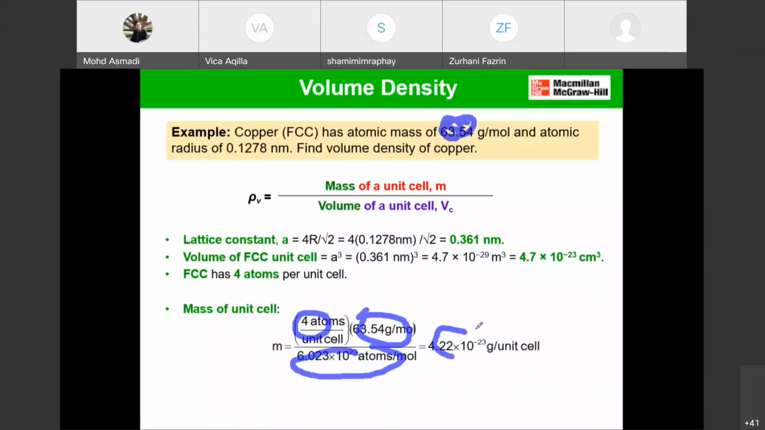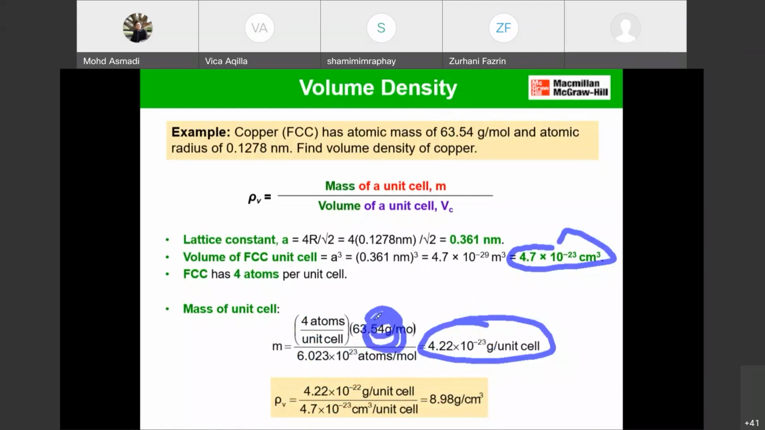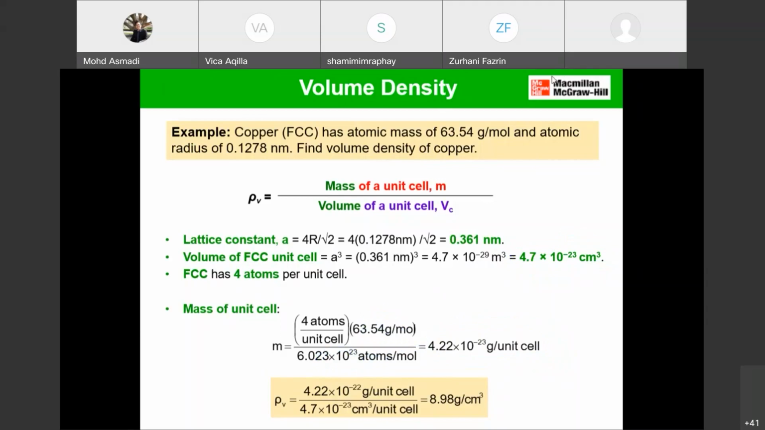So we get 4.22 grams per unit cell. You divide this by the volume, 4.22 divided by 4.7. It's just a calculation of density, meaning mass divided by volume. You only have to know how to calculate the volume and the mass: 4 atoms times the atomic mass, divided by the Avogadro number. Please remember it changes between FCC, BCC, and SC.